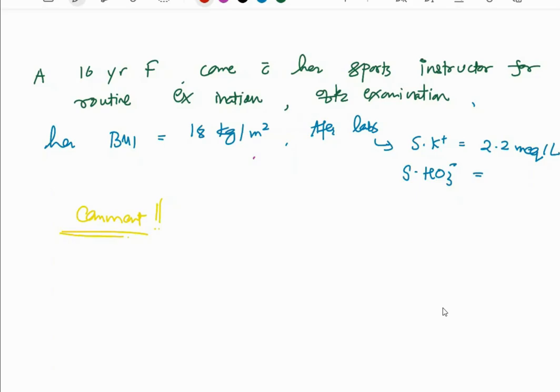So let's start. A 16-year-old female comes with a sports instructor for a routine examination. After examination, we found out that her BMI was 18 kg per meter square. And after her labs were done, her serum potassium was found to be 2.2 milliequivalents per liter, and her serum carbonate was more than 45. So surely she is underweight.